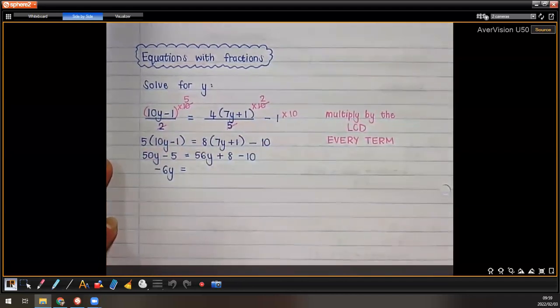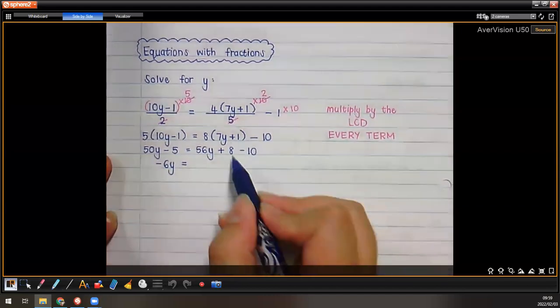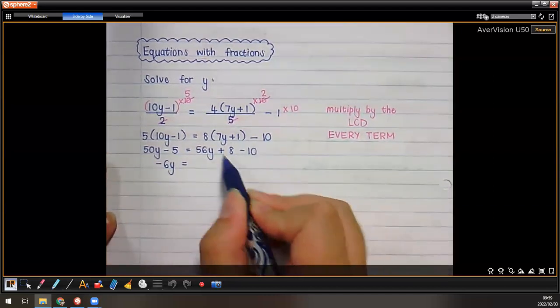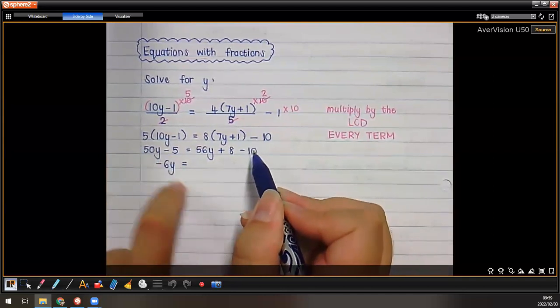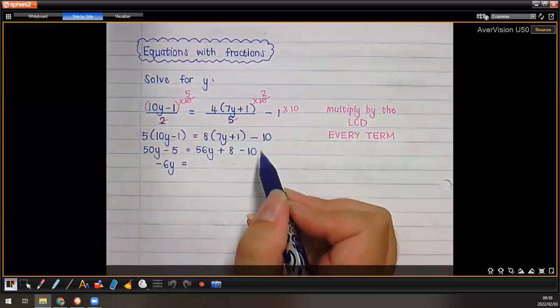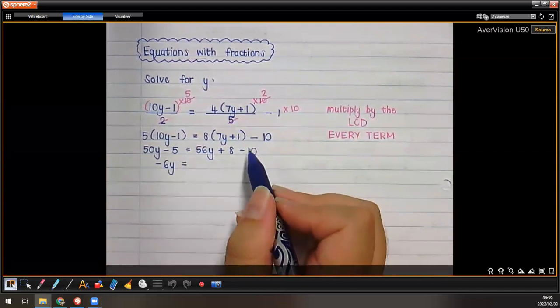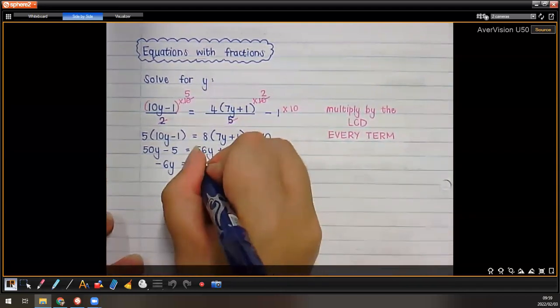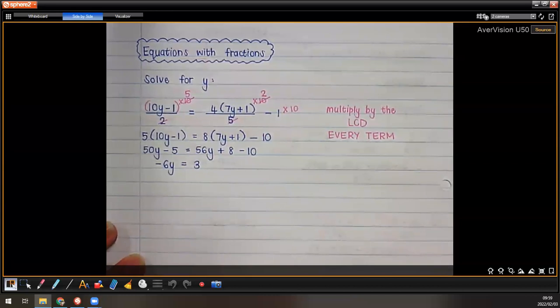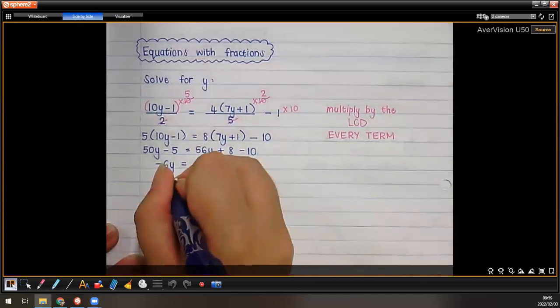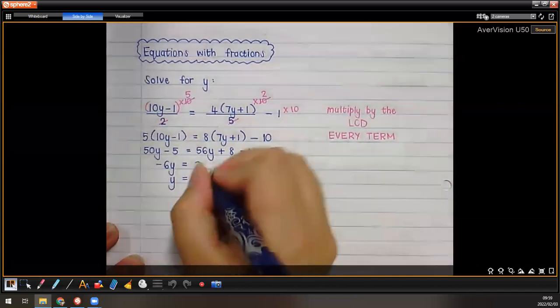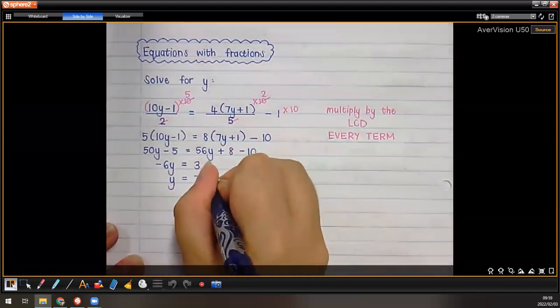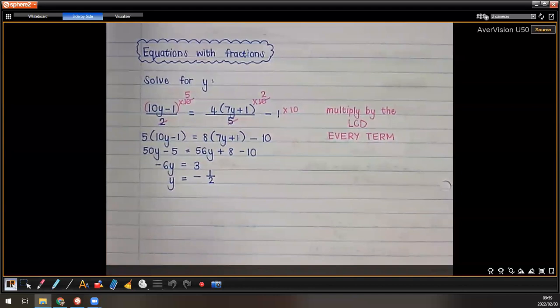Sorry, I'm going quite fast. Here we have an 8 minus 10. What's that? Negative 2. And then this is going to come over as plus 5. So what's negative 2 plus 5? 3. Now, to get y on its own, I need to divide by negative 6. So what is 3 divided by negative 6? Negative a half. You can write negative 3 over 6, but then you have to simplify it to negative a half.